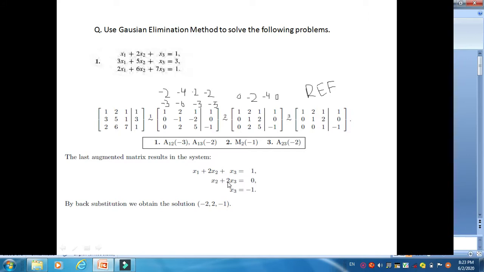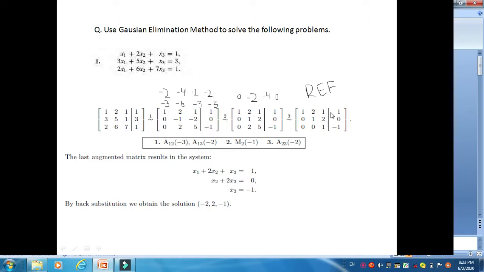If you multiply 2 by minus 1, we will find the value of x2. Similarly, if you substitute the values of x2 and x3 into equation number 1, we will obtain the value of x1. So as a result, the value of x1 is minus 2, the value of x2 is 2, the value of x3 is minus 1, and we may prove these values by using the lemma. So here we may apply that lemma.